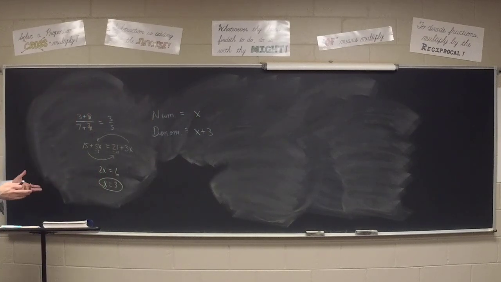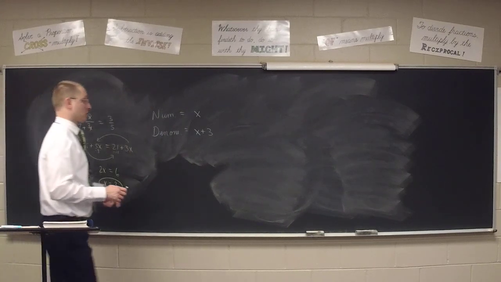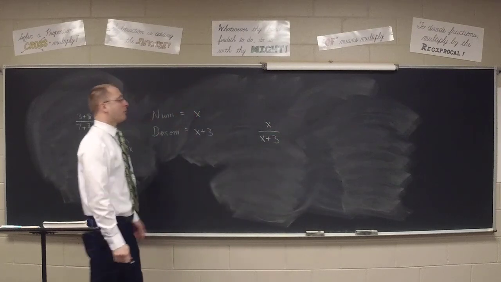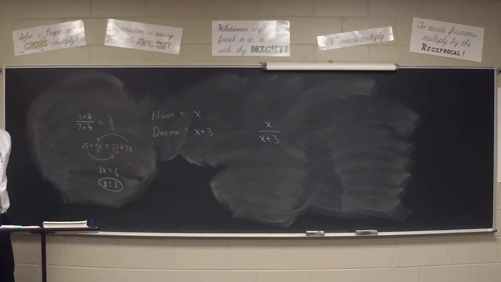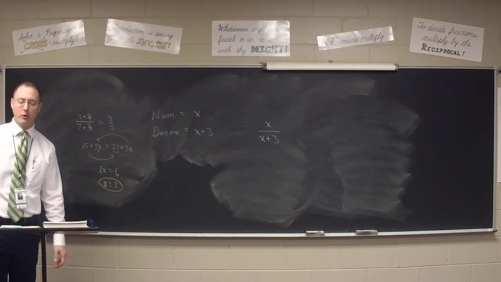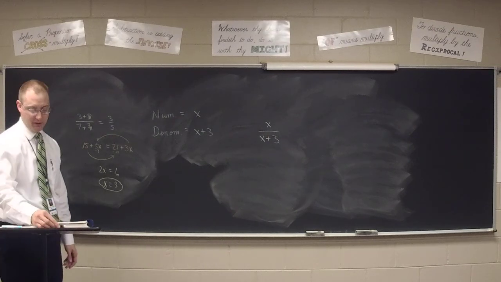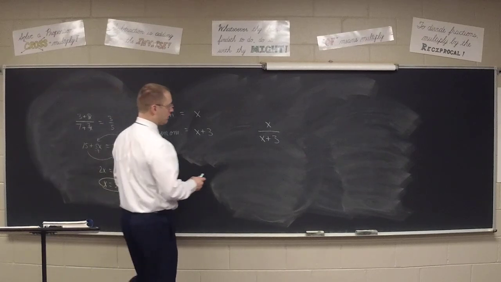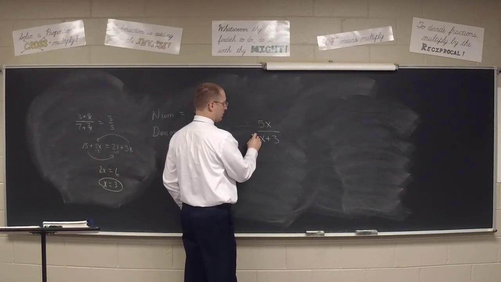So literally, what is my fraction, class? X over x plus 3. That's my fraction. X over x plus 3. But I do something to my fraction. I mess around with it a little bit. What do I do to the fraction here, Gavin? You multiply the numerator by 5 and the denominator by 4.